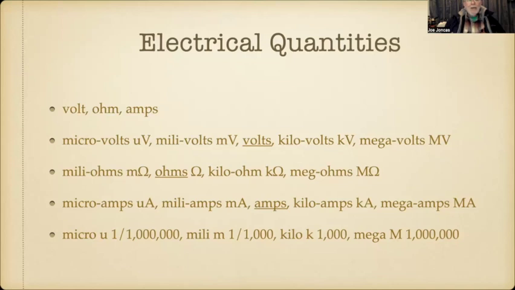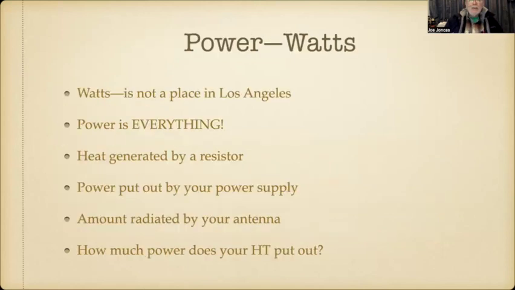So anyway, micro is 1/1,000,000th, milli is 1/1,000th, and then you've got your normal volts, ohms, and amps. Kilo stands for 1,000, so it's 1,000 times 1, whatever. And then there's mega, which is the big M, and that's 1,000,000. So when we're talking about this stuff, hopefully you will start catching on to what I'm talking about as we go through this. Now, about watts.